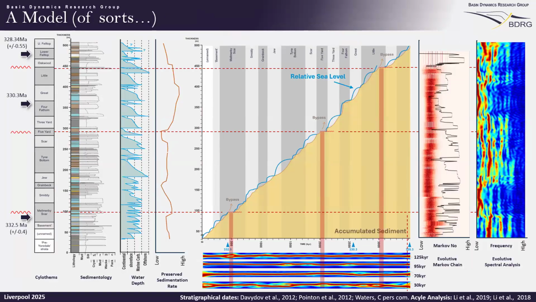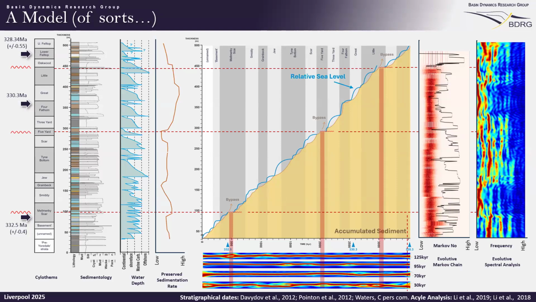And I can pull that lot together to what is essentially a summary answer. So here's the original log, cyclothems on this side, the dates that we've been using and the three unconformities that we know about, or the three hiatus that we know about. Here's the original sedimentology. Here's the water depth curve that was interpreted from all of the data. Here's the preserved sedimentation rate, calculated statistically. And the graph in the middle shows time along the bottom and preserved thickness of strata. There's no decompaction in this, up the side.